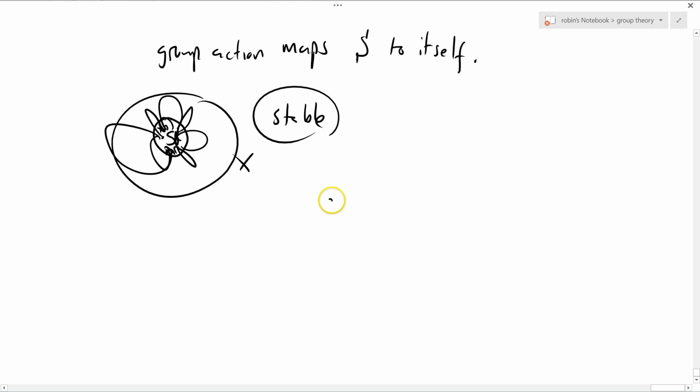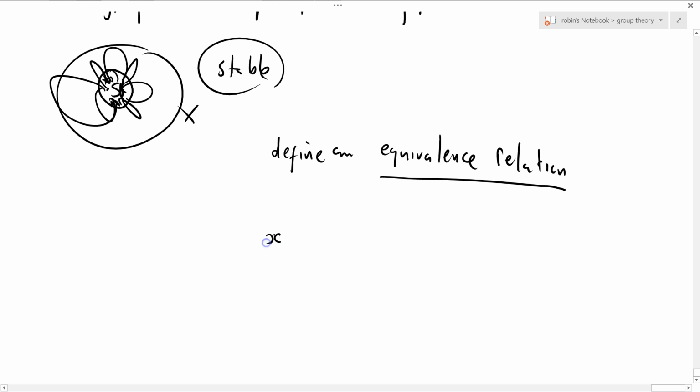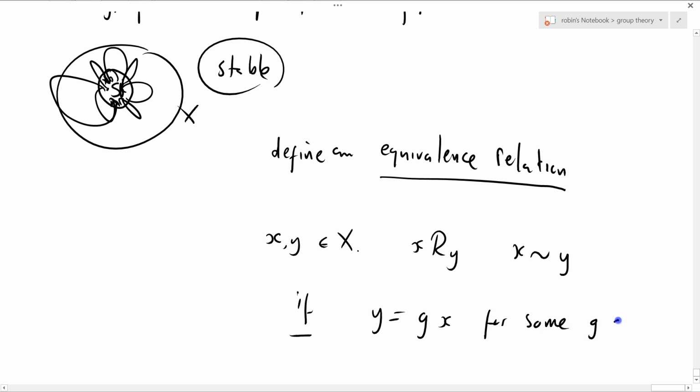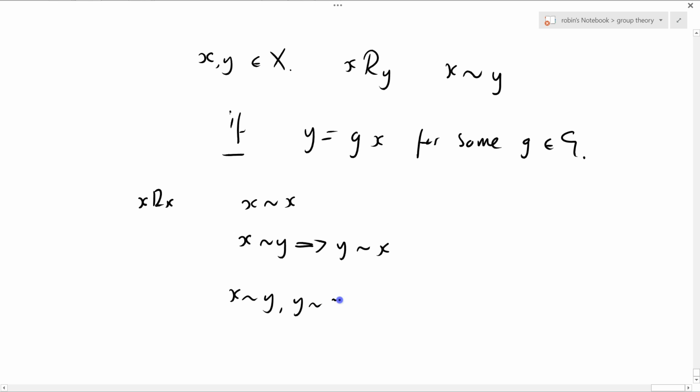Okay, so I'm also going to define an equivalence relation. This term is defined in one of the screencasts in the nomenclature series, so you can look that up if you're unsure about it. We write: x and y are in the ground set X, and then we say that x is related to y, sometimes you say x twiddles y, if y equals gx for some g in big G. So why is this an equivalence relation? Well, for an equivalence relation we need three things. We need x twiddles x, we need x twiddles y implies y twiddles x, and we also need transitivity: x twiddles y and y twiddles z has to imply that x twiddles z.